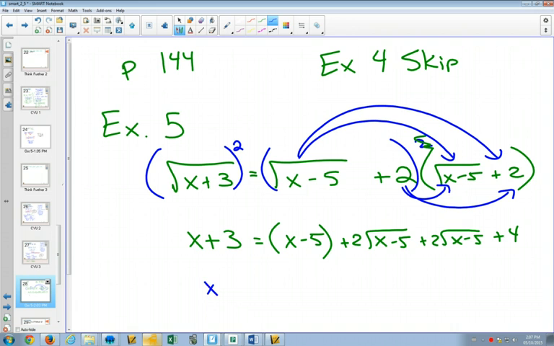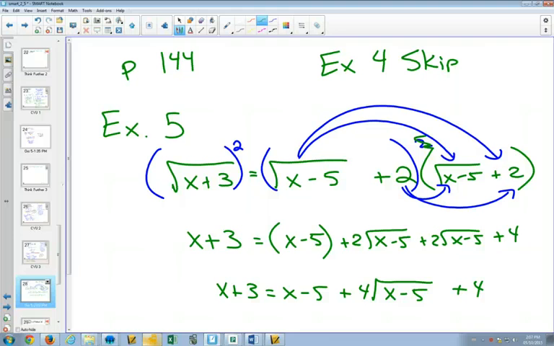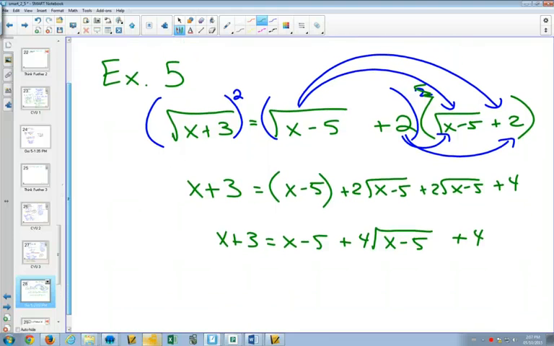So I'm going to have x plus 3 equals x minus 5 plus, can you see that these two are like radicals? You could put them together and get 4 square root of x minus 5 plus 4. And we still have one square root. But it's better than what we began with because we began the question with two square roots.